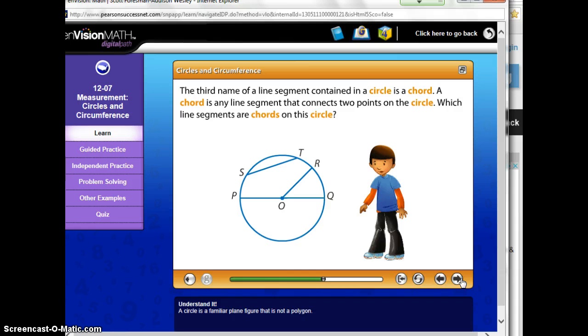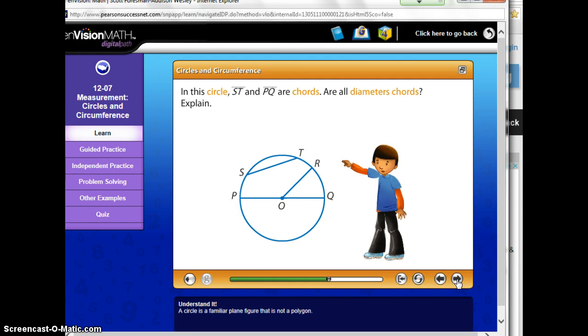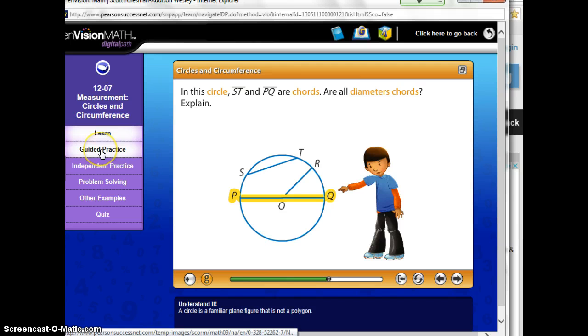The third name of a line segment that's inside of a circle is called a chord. ST would be considered a chord. Another way to name that would be TS. A chord is a line segment that connects 2 points in a circle, but it never goes through the middle. ST is a chord. PQ should not be considered a chord.